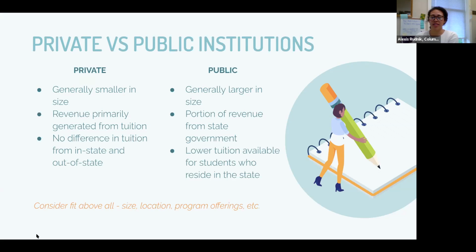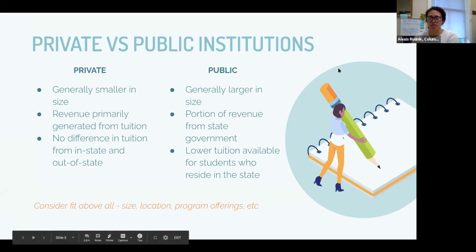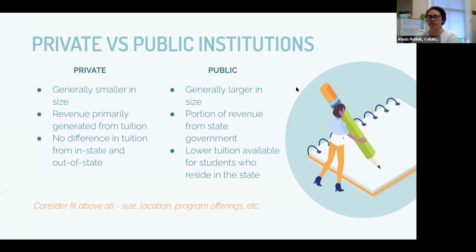Are you part of the state system? Public institutions, like I said, are run by the state, so they do have certain requirements that they have to follow in order to continue to receive that funding. And then of course there is a difference in funding for tuition based on residency.